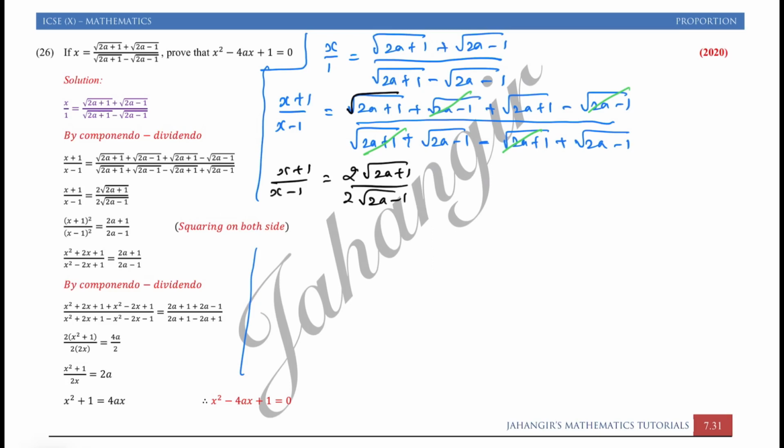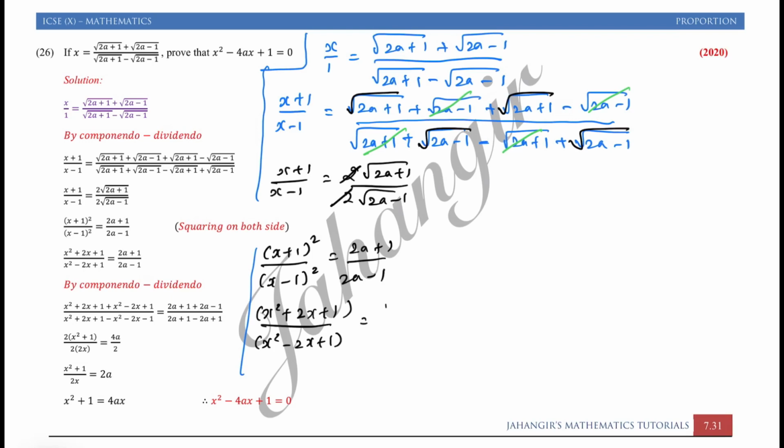You can check this part and this term, we can add up. This term and this term we can add up. 2 and 2 cancel out. Now squaring on both sides. So that will give you x plus 1 whole square upon x minus 1 whole square is equal to 2a plus 1 upon 2a minus 1. This is not new. We did x square. We will put the identity: x square plus 2x plus 1 upon x square minus 2x plus 1 is equal to 2a plus 1 upon 2a minus 1. Now we will use componendo dividendo for this part.